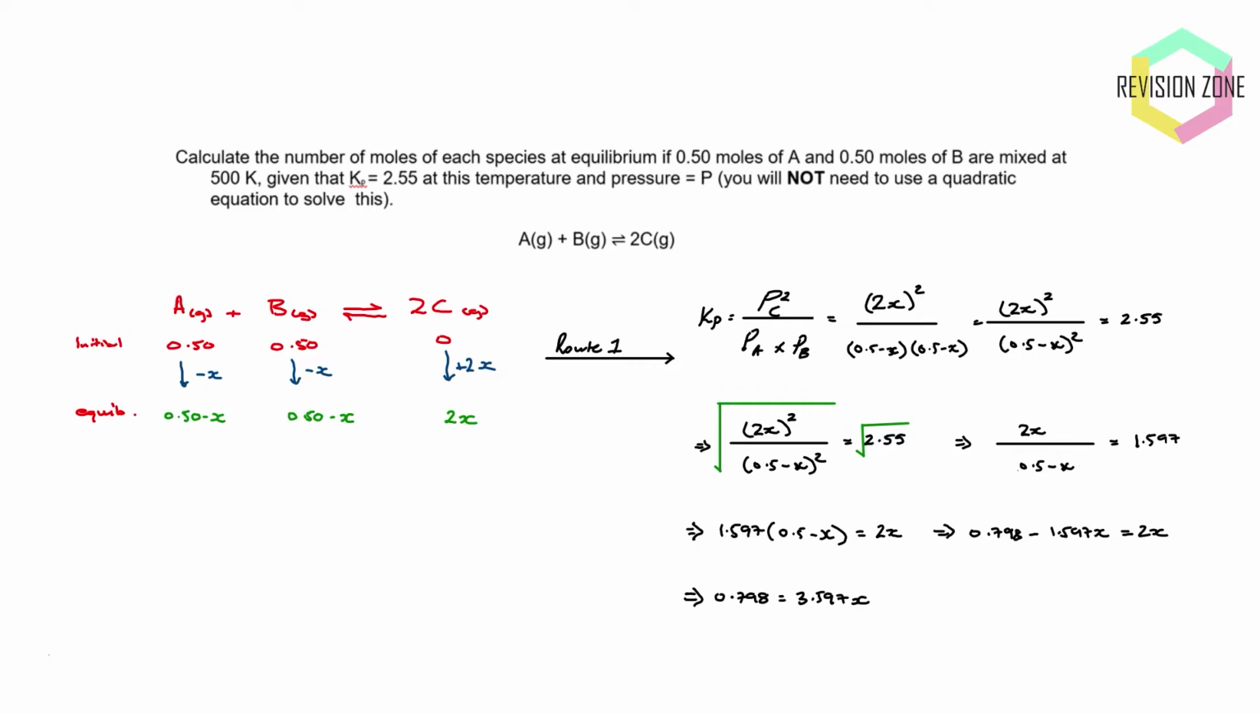I rearrange that, so I divide by 3.597, and that gives me x as 0.222. You could have quoted this to two significant figures, and I would probably expect you to do that because that's what they were given as part of the question. Although it does have 2.55 here, so we can still quote it to three significant figures, and it's fine. I'm then going to use that, and I'll show you this later, to work out the equilibrium moles.